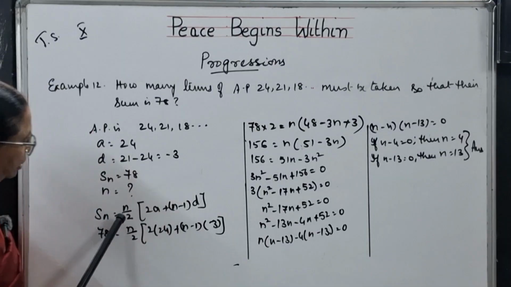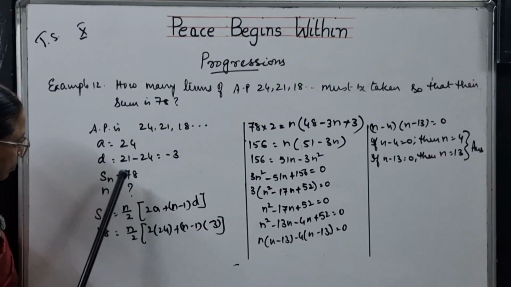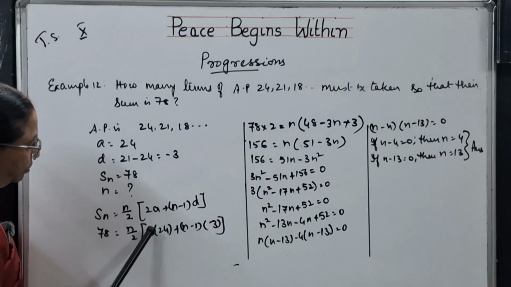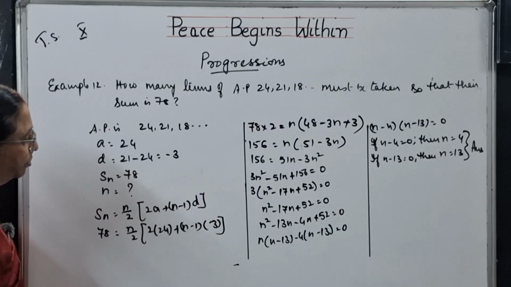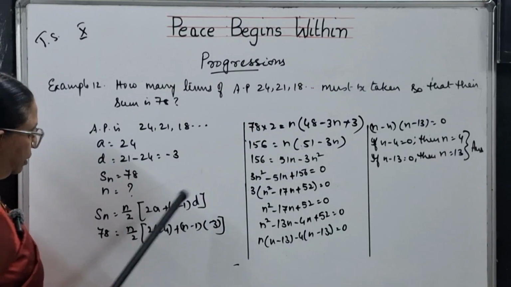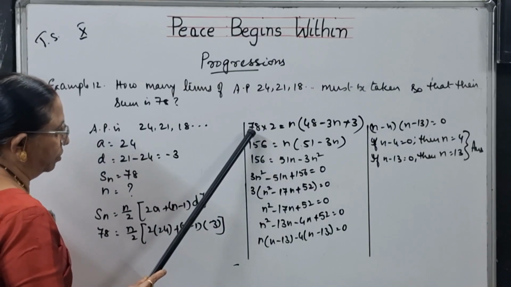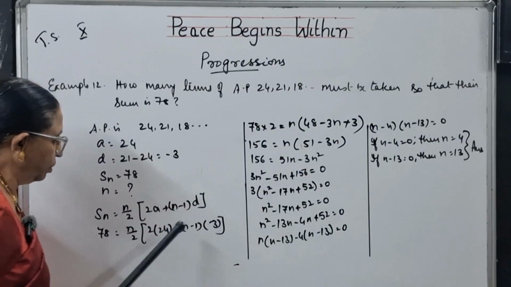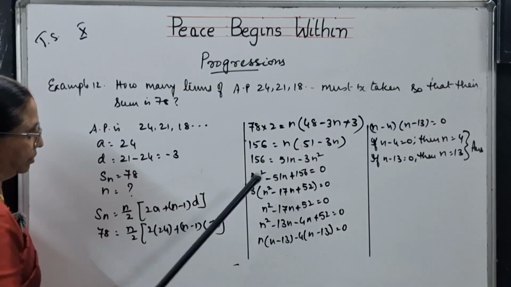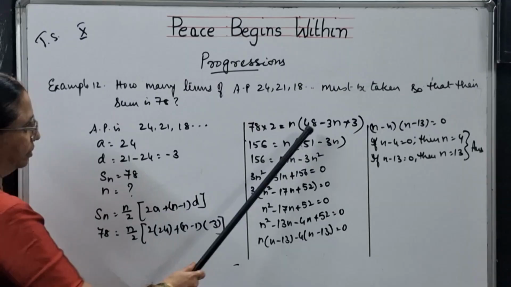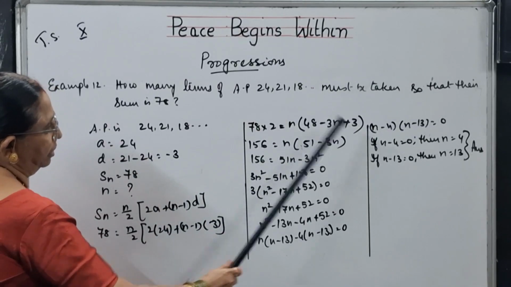We know that sum to n terms is n by 2 into 2a plus n minus 1 into d. Sum to n terms 78 is equal to n by 2 into 2 into a, which is 24, plus n minus 1 into d, which is minus 3. So 78 into 2, I sent it here. It becomes multiplication. So 78 into 2 is equal to n into 2 into 24, 48, minus into plus minus 3 into n, 3n, minus into minus plus 3 into 1, 3.